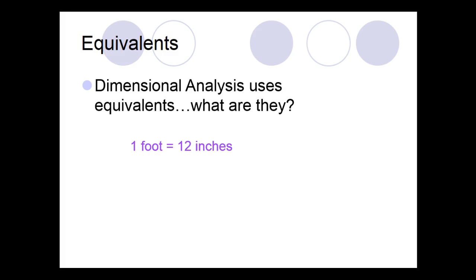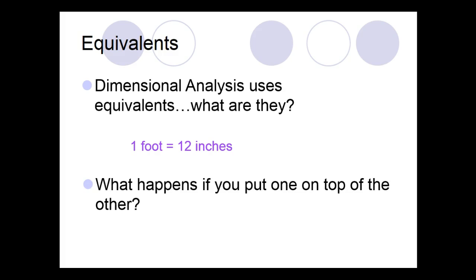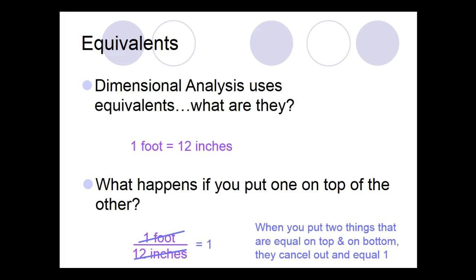If I ask you to draw a line on the ground that's a foot long, and if I ask you to draw a line on the ground that's 12 inches long, it's going to be the same length. But this is a really important concept that you need to know. 95% of the time, the reason kids don't get moles or dimensional analysis is because they don't understand this concept. When you put one on top of the other, they equal 1. They cancel out and equal 1 because it's the same length. So that you need to put in your notebook for sure.